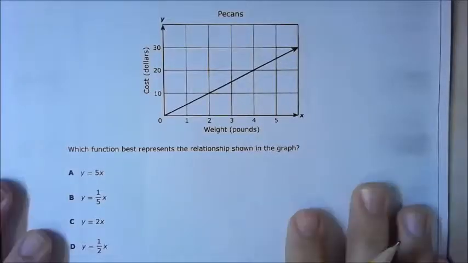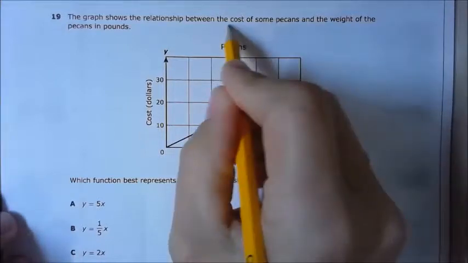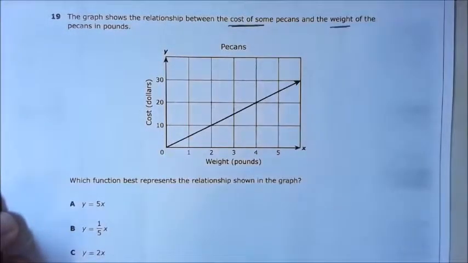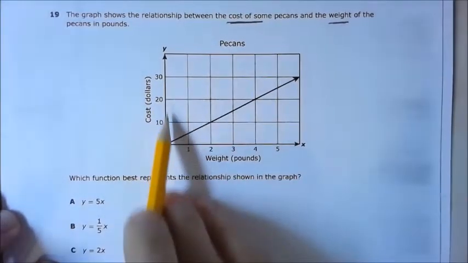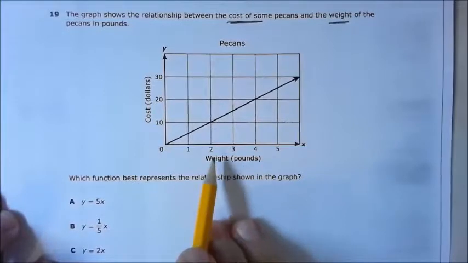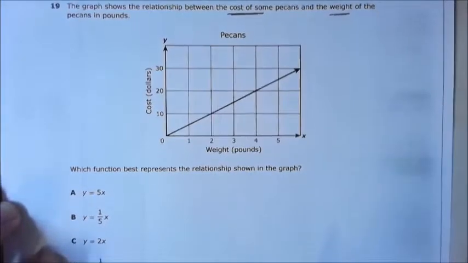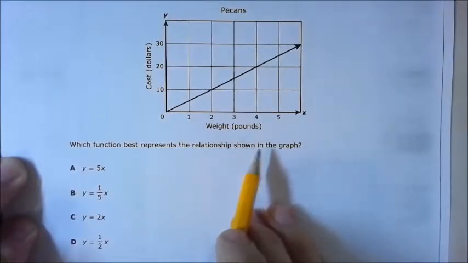Number 19, let me scoot it down just a little bit. It says the graph shows the relationship between the cost of some pecans and the weight of pecans in pounds. So notice they've already labeled this one for us. Our y-axis is the cost, and our x-axis is going to be the weight. So let's go ahead and move it up. It says which function best represents the relationship shown in the graph.